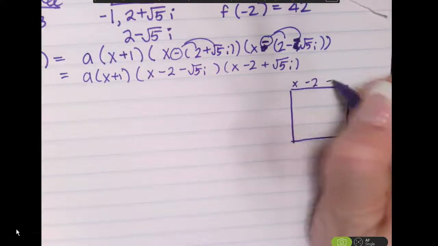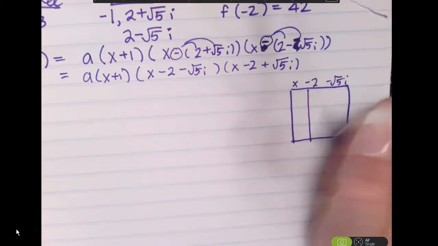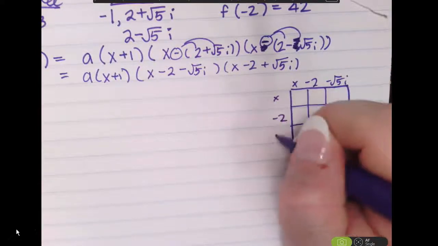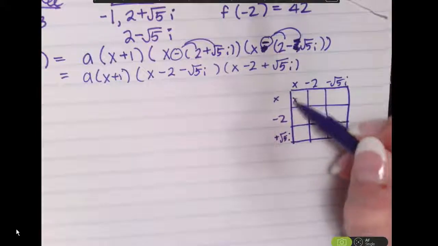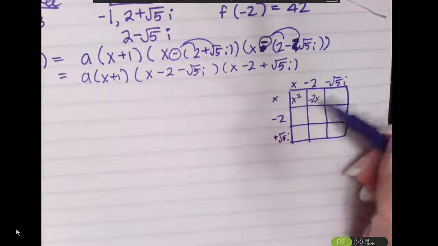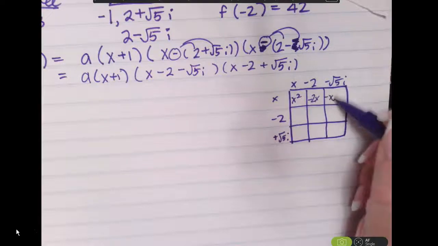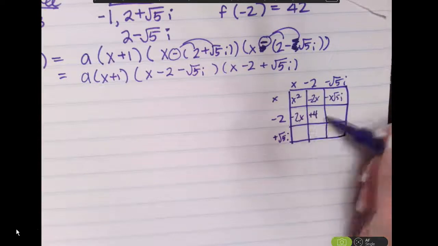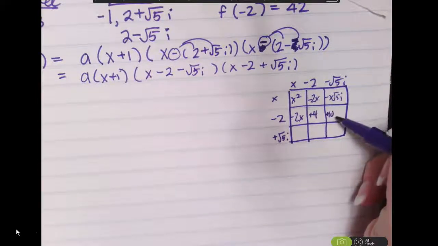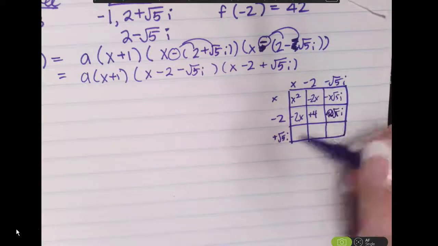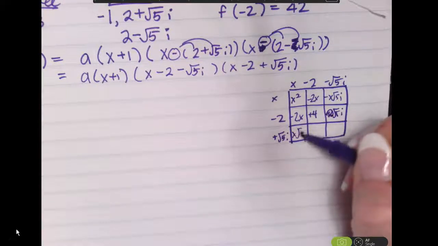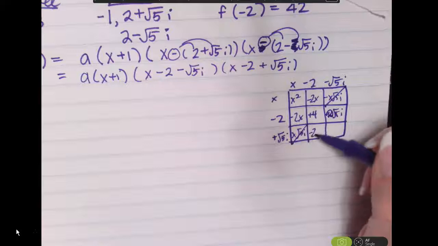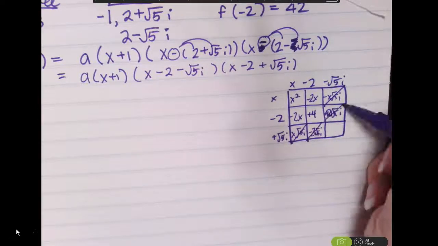x minus 2 minus radical 5i, x minus 2 plus radical 5i. x squared minus 2x minus x radical 5i minus 2x plus 4, and then plus 2 radical 5i. Here we have an x radical 5i, which I was hoping would cancel, and there it is. And then minus 2 radical 5i, and that one cancels.